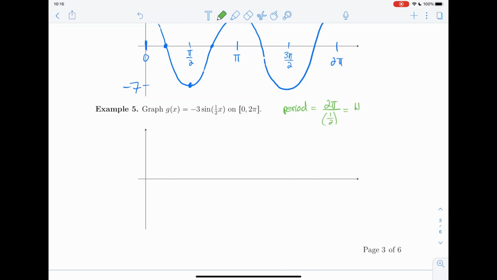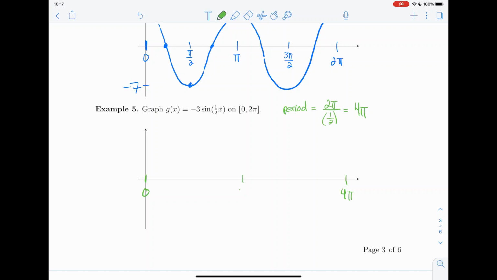Keep, change, flip turns that into a 4 pi. This is important because now what this means is that I'm going to get an entire sine wave once we get to 4 pi. So if I were to draw this curve from 0 to 4 pi, I'm going to get one sine wave. But notice that we only want to draw the function from 0 to 2 pi. So everything from 2 pi to the right is actually not what we're looking for.